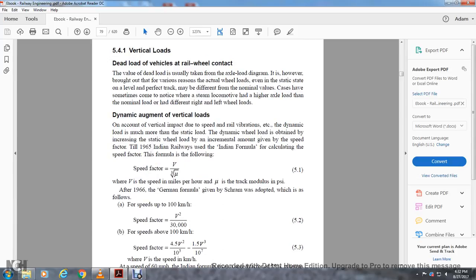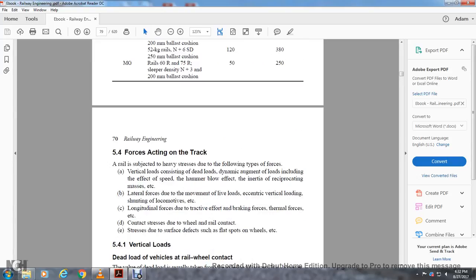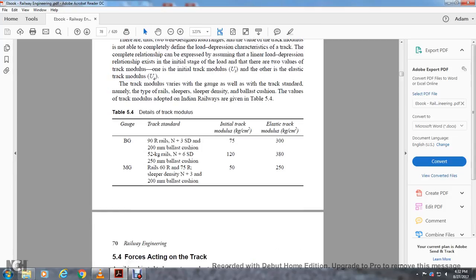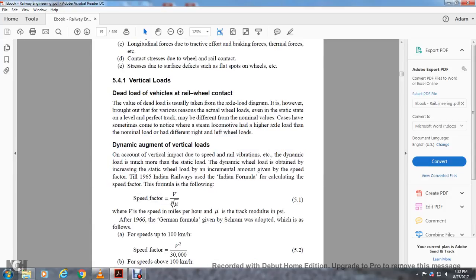The dynamic augment of vertical loads. Due to vertical impact, the speed, and rail vibration, the dynamic load is made more than the static load. The dynamic wheel load is obtained by increasing the static wheel load by an incremental amount given by the speed factor. Until 1965, the Indian Railways used the Indian formula for calculating the speed factor. The formula is: speed factor equals V over the cube root of the initial track modulus, where V is speed in miles per hour and UI is the track modulus in PSI.